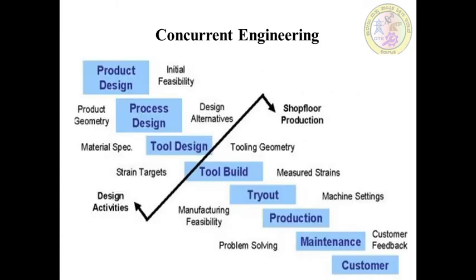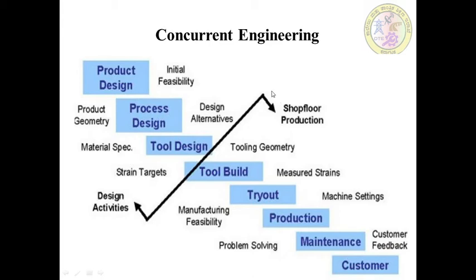Before that, you just see the importance of this concurrent engineering. This is product design, process design, tool build, tray layout, and production maintenance as customer. This is the wing, that is actually a double acting wing, shop floor production and design activity. These are all done parallelly. Why? Because as far as the drawing is concerned, only an achievable thing will be drawn. Otherwise, the design is not safe.